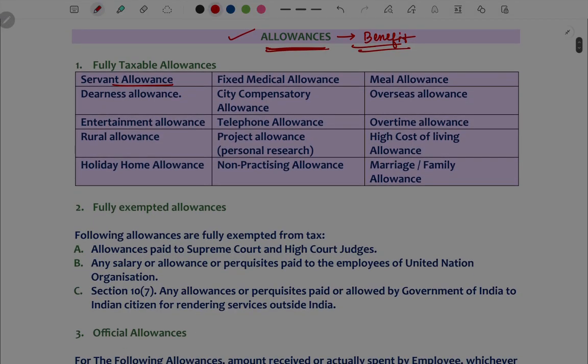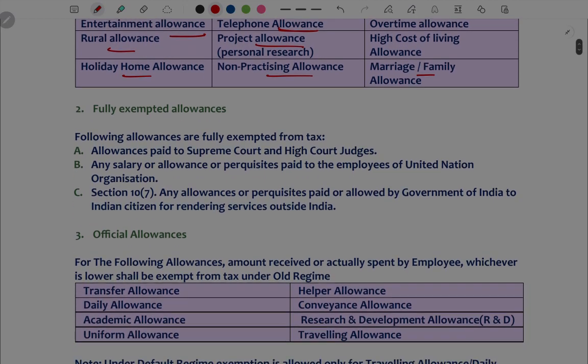Certainly there are some fully taxable allowances. You do not have to learn this, but you just have to read it one or two times: servant, dearness, entertainment, rural, holiday, non-practicing, marriage, city compulsory, telephone, project allowance. The important ones are city compensatory allowance, telephone allowance, medical allowance, and entertainment allowance. These are the important ones which regularly come in exams.